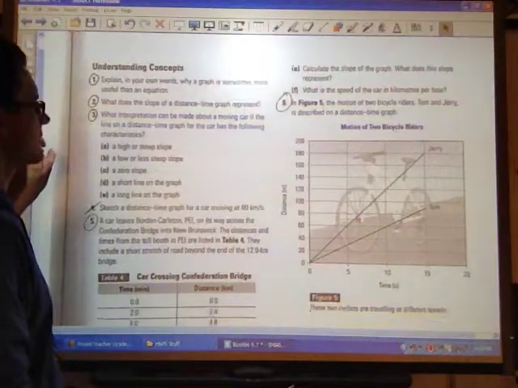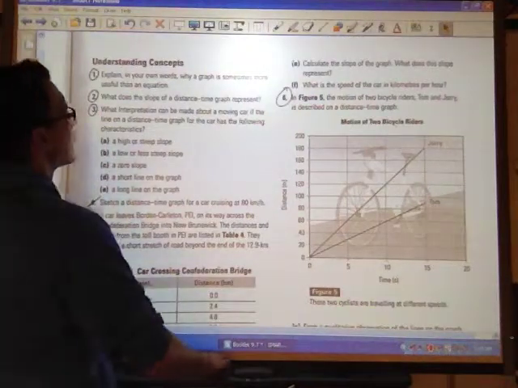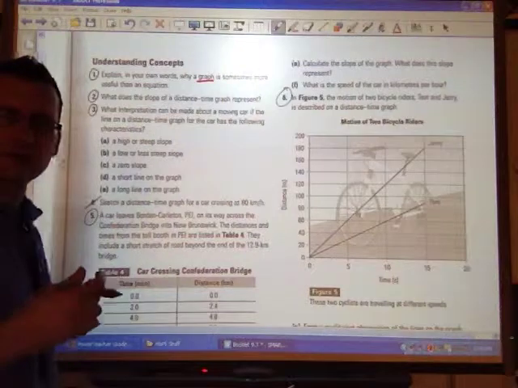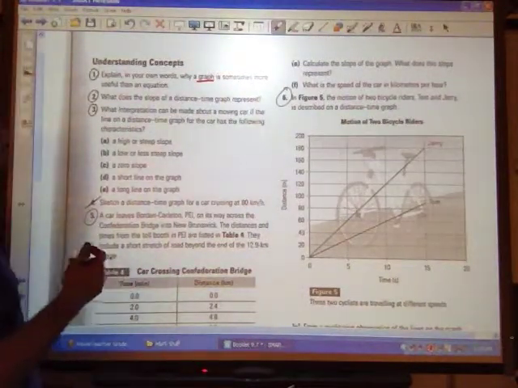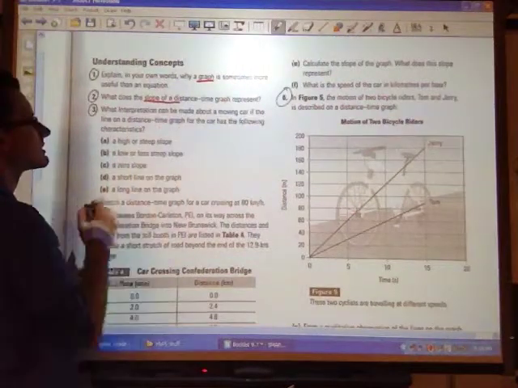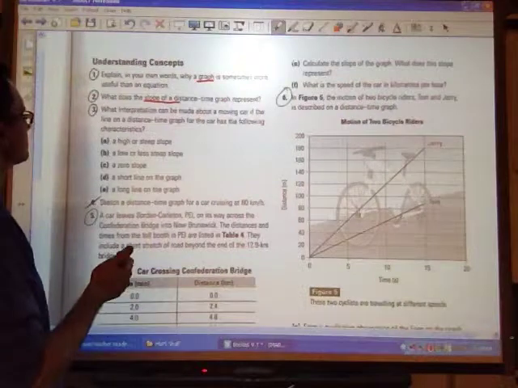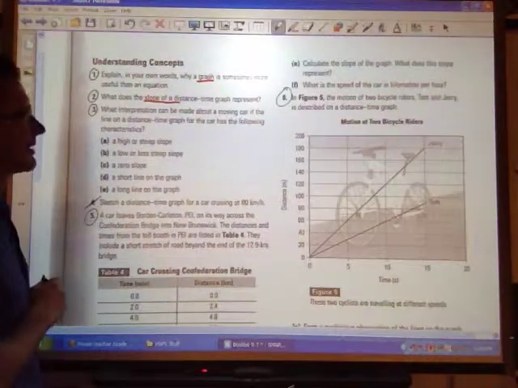Now the questions to work on, the circled ones here. Explain in your words why a graph is sometimes more useful than an equation. I kind of talked about that already. Think about the visual aspect of it. Easy question here: what does the slope of a distance time graph give you? I just mentioned that.